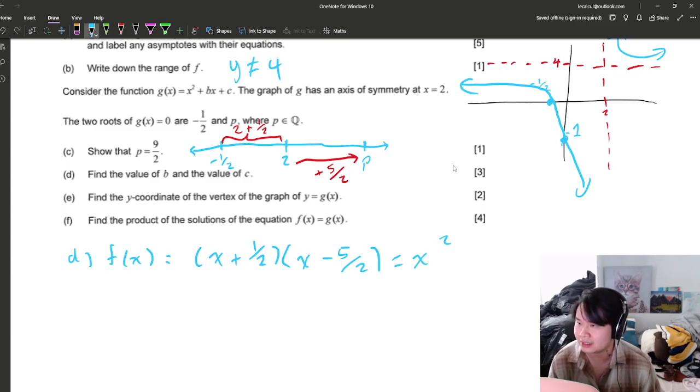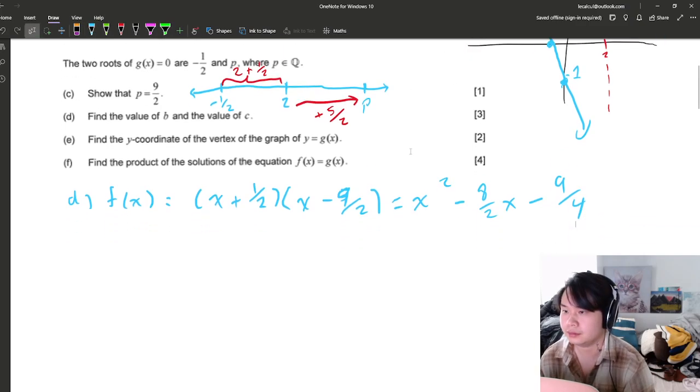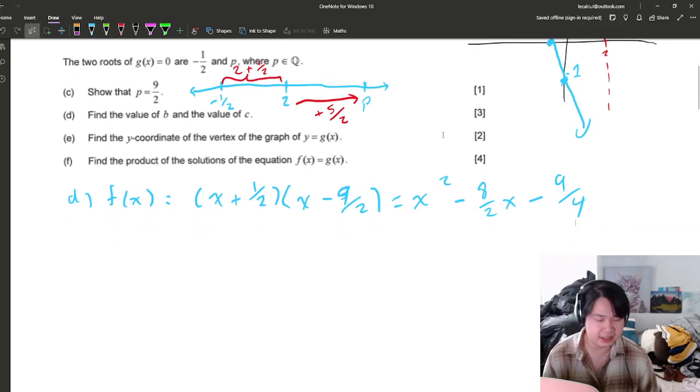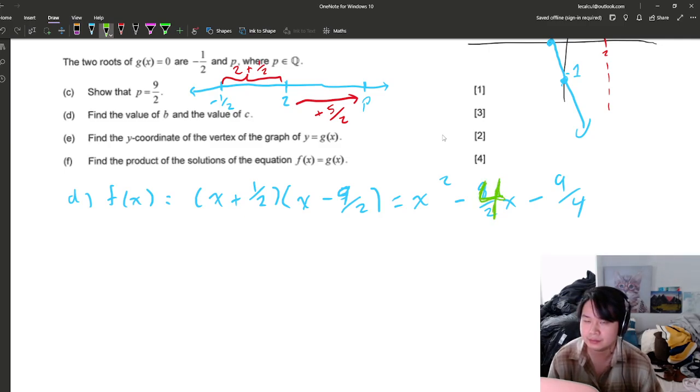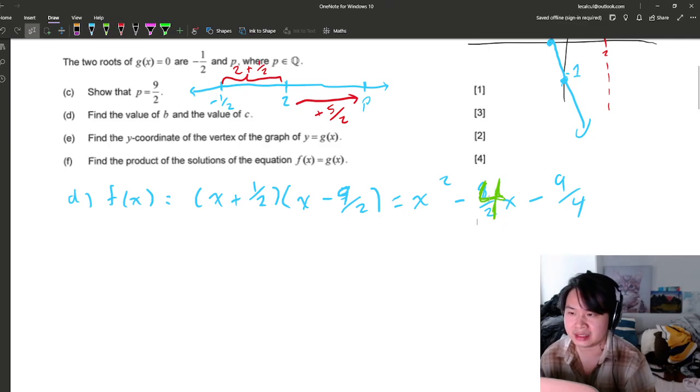Okay, expand this out. And then, oh, this should be 9/2, right? So this is 8/2x minus 9/4. And then for b, well, it's 8/2, so why don't we just say that that's 4? So at least b is an integer, but yeah, c is definitely not an integer. Okay.